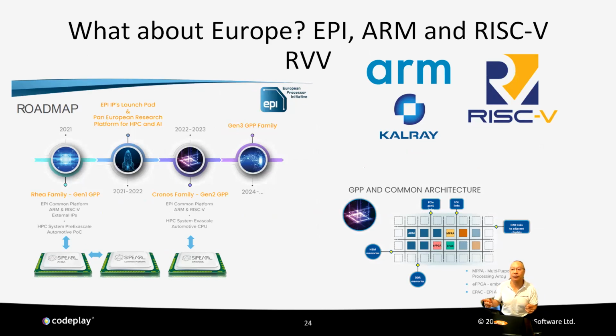It's going to serve as the basis for a European pre-exascale system, and it will also include an automotive proof of concept. EPI also plans to deliver the second family, Chronos, in 2022 to 2023, and it will be used in a European exascale system and includes an automotive CPU.